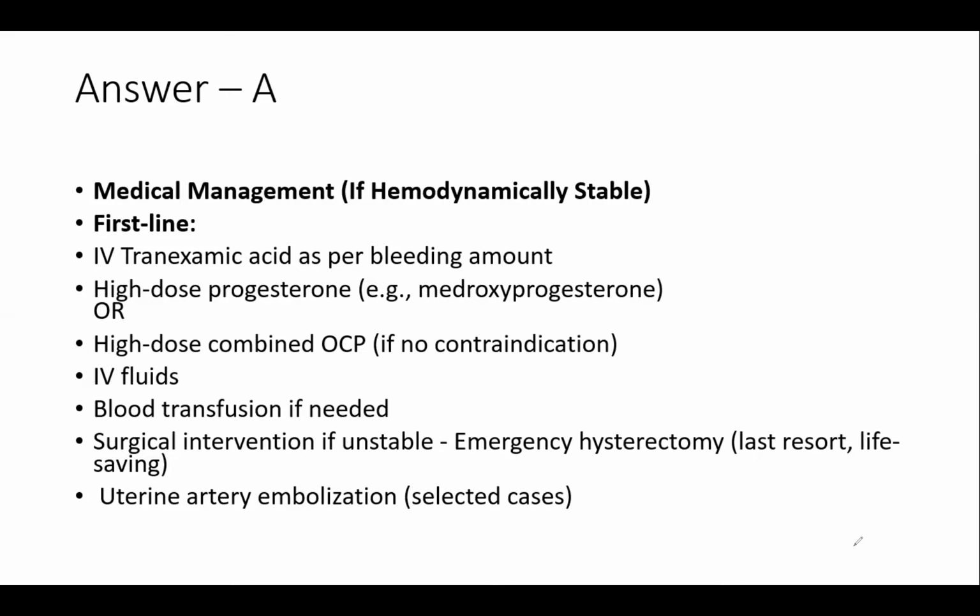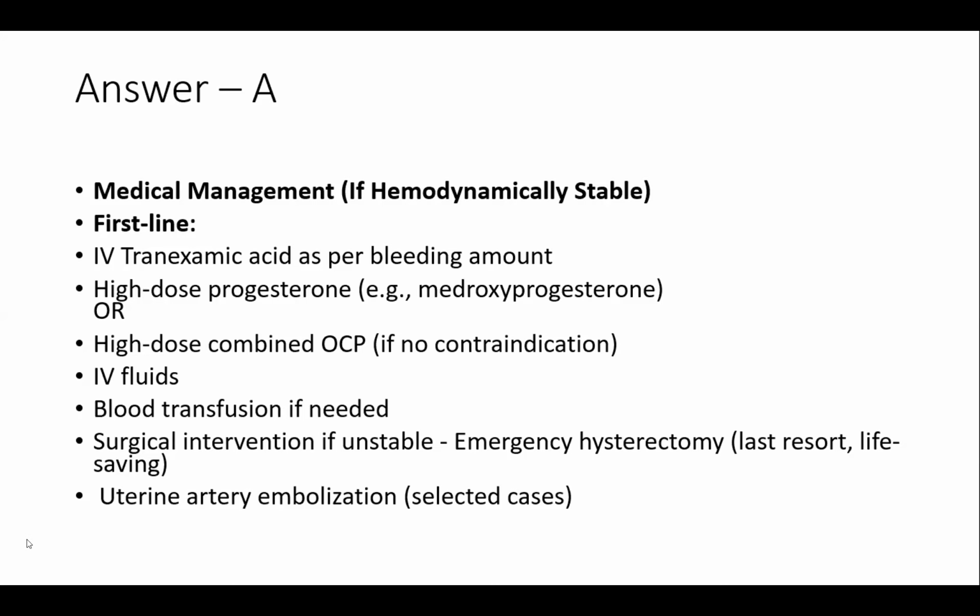Do you know what uterine artery embolization is? Any idea what it is? Ma'am, I have some idea. They go through the cath lab, by the femoral artery, and embolize the uterine artery to reduce the blood supply of this fibroid.